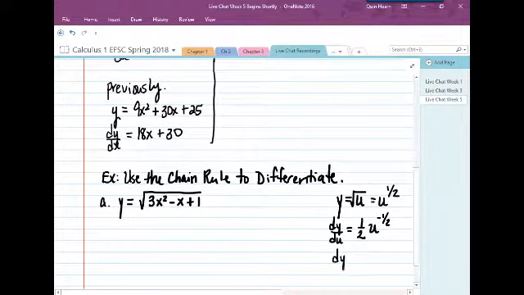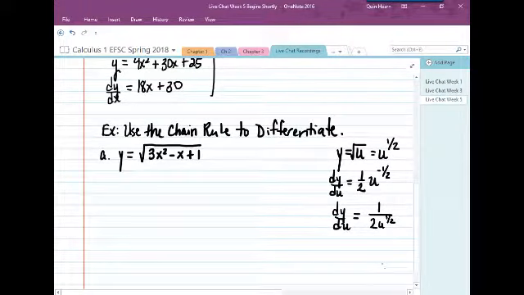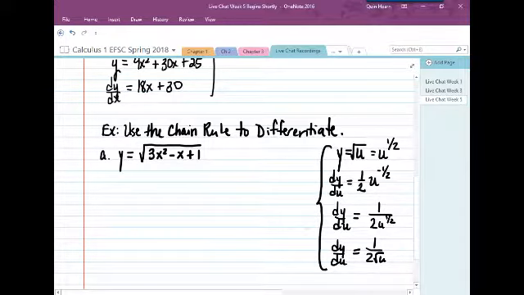Which, by the way, if you wanted it written in radical notation, you would have to first bring the u to the negative 1/2 down into the denominator, change it to a positive exponent, and then dy du would be equal to 1 over 2 times the square root of u. All right, so that would be a type of derivative we could have found before the chain rule. We're going to do a very similar thing here. It's just that we're going to keep this 3x squared minus x plus 1 in there as if it were u, but then we're going to compensate for it not being u by multiplying by its derivative.